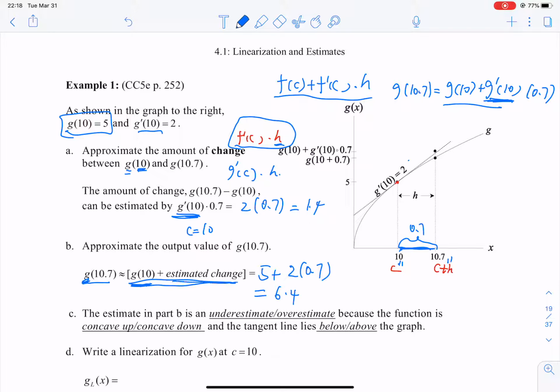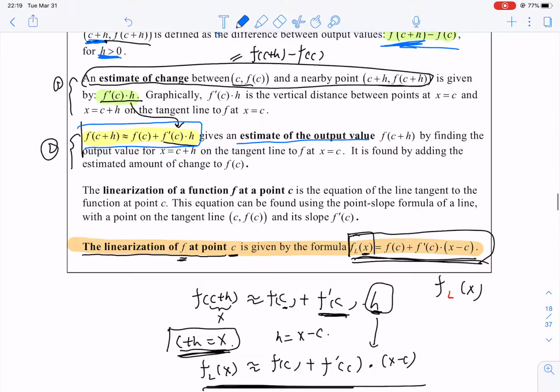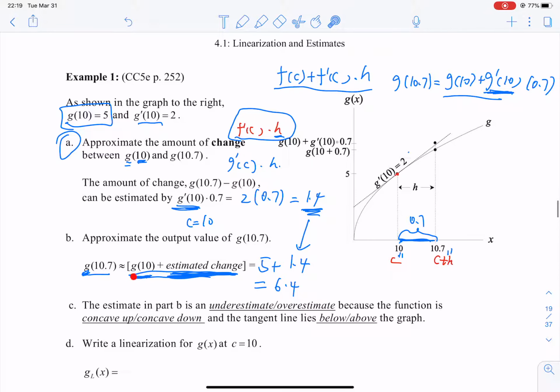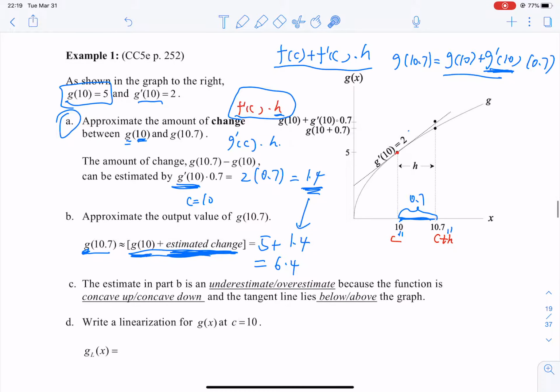Because here we can just say estimate of change. What is the estimate of change? It's actually A. So you can see here A. So actually, instead of using this formula directly, we can just use A. That is just 1.4. That is the estimate of change. So actually, the second part of the question is just f of c plus the first question. And this part shows you f of c, g of 10, plus the first question is the 6.4. So that's how we got this one.